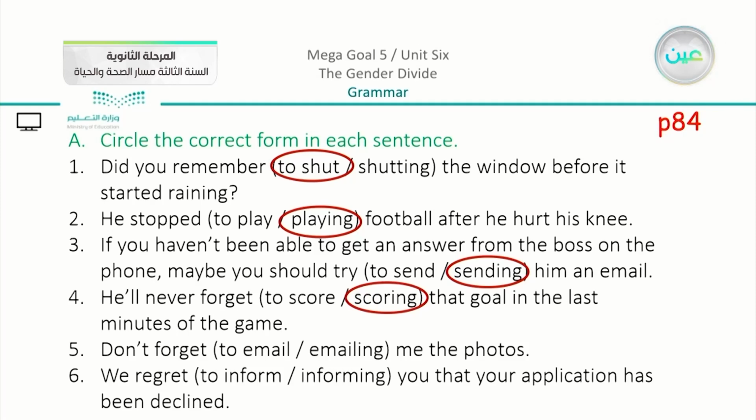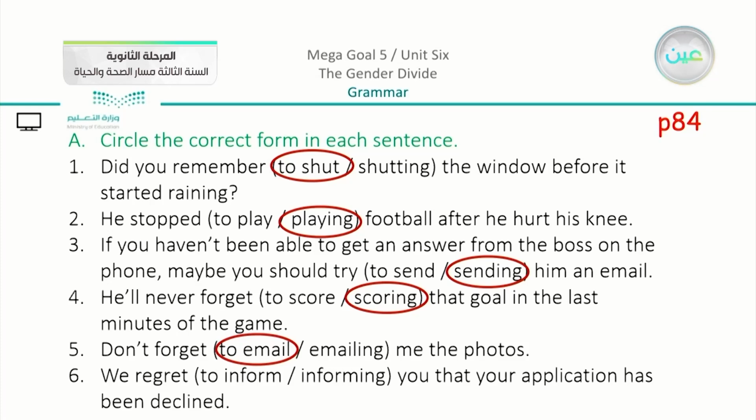Don't forget to email me the photos. So specifically, I am going to send these photos that I have here. So how do I send them? It's not mentioned in the sentence. That's why I can choose here to email.